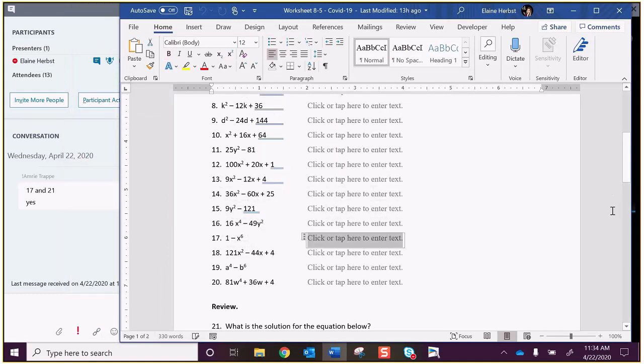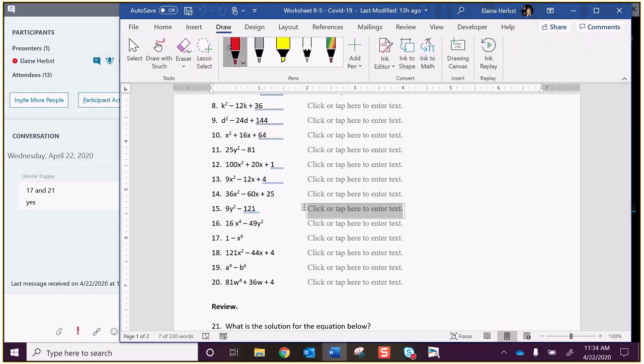Okay, 17 is a difference of squares. So remember, on a difference of squares, we're going to have two sets of parentheses that are identical except for the signs. So the first one will be addition, the second one will be subtraction. You can have them flipped. You take the square root of the number in front. The square root of 1 is 1.